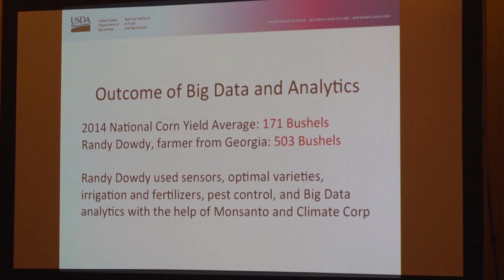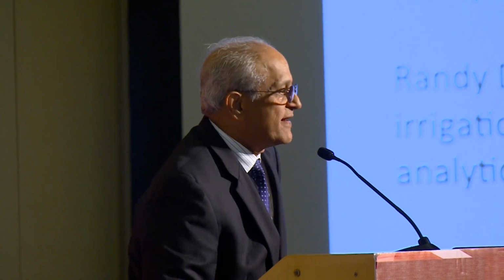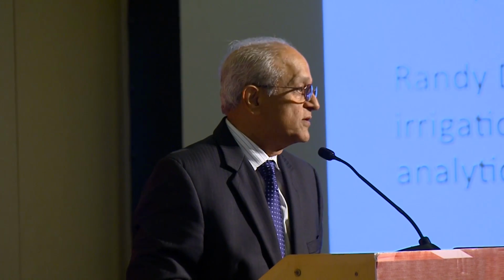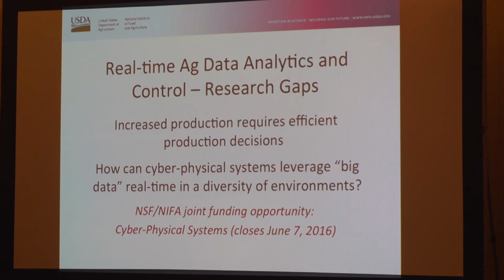This young farmer, his name is Randy Dowdy, he grew 2 years ago 503 bushels of corn per acre. That's unheard of. The average that year across the United States was only 171 bushels. It comes about because of the kind of work that you do, pushing as much as possible in regards to the analytics and those sorts of efforts as well.